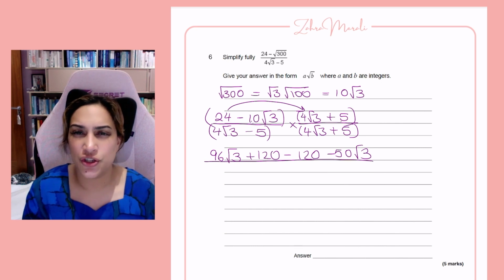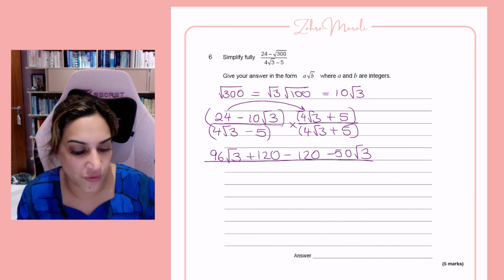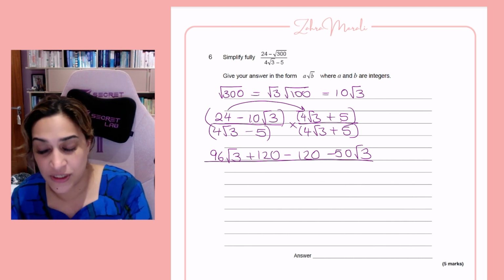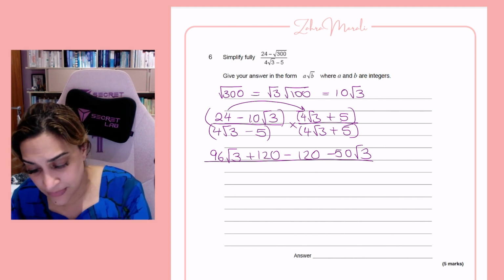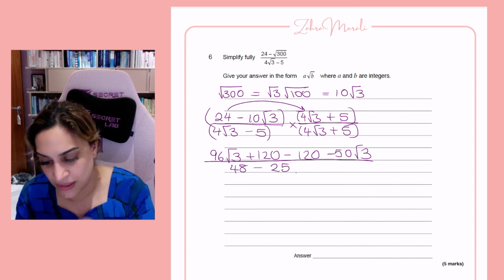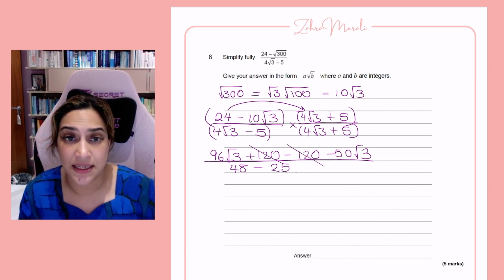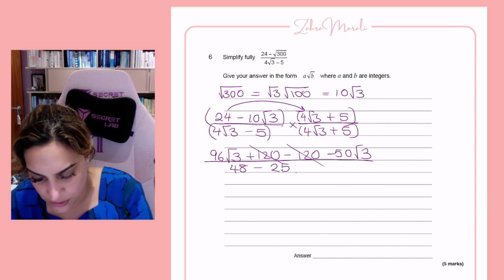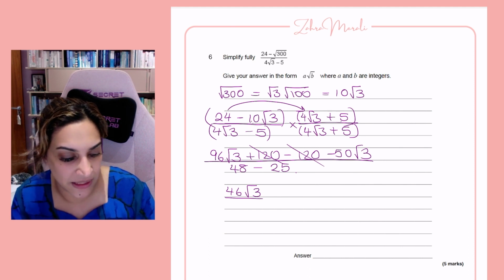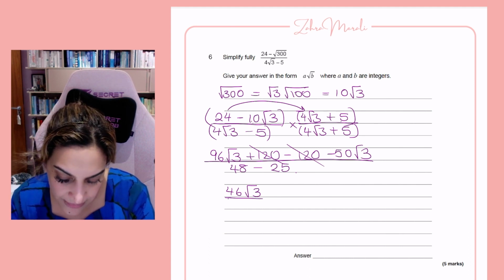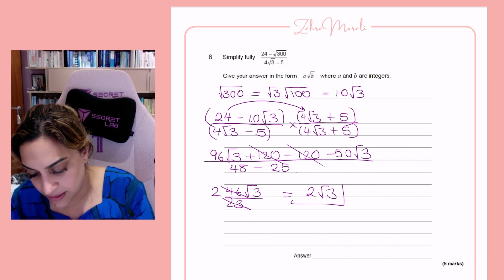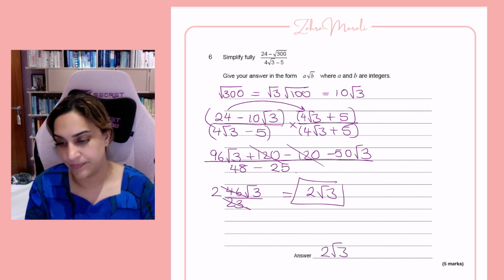And on the denominator, you're going to square the first number. So you've got 4 root 3 squared, which is going to give you 48 because it's going to be 16 times 3. Minus 5 squared, which is 25. Right, so let's clean that up. The 120s cancel. We've got 96 minus 50, so we've got 46 lots of root 3. And then we've got 48 minus 25, which gives us 23. That cancels and gives us 2. So our final answer after all that work is just 2 root 3.